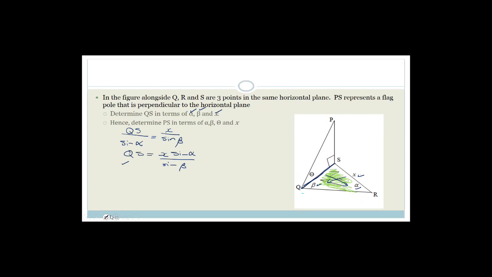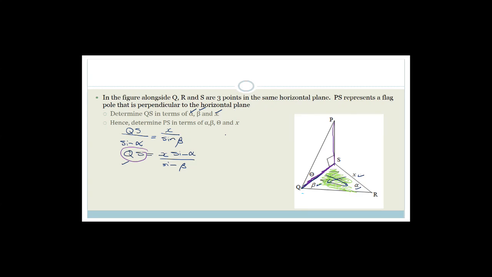Now it says, hence determine PS in terms of alpha, beta, theta, and X. That there is, what is that? That's theta and X. Okay, sorry, they meant that it's theta. Okay, alpha, beta, theta, and X. So what are we doing? They've basically helped us to show us that this was our bridge. And now they want an equation with respect to everything, alpha, beta, theta, and X. Okay, in other words, they want it with respect to QS.